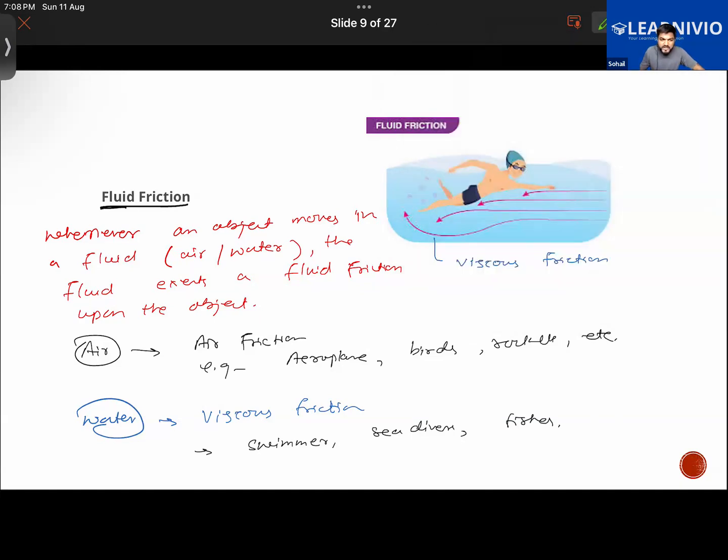Now, one particular thing we observe is that in order to reduce this fluid friction, whenever objects move in air or water and experience fluid friction, the shape of the body will have a streamlined shape. They will have a streamlined shape in order to reduce the friction, save energy and be able to move freely in that medium.